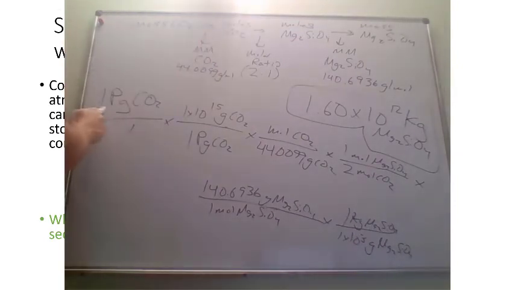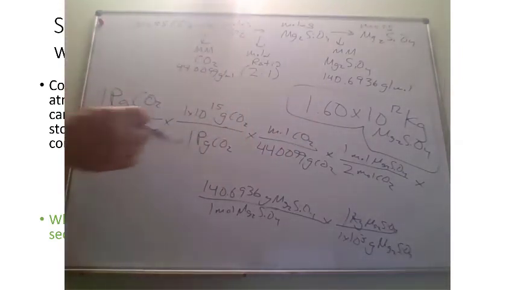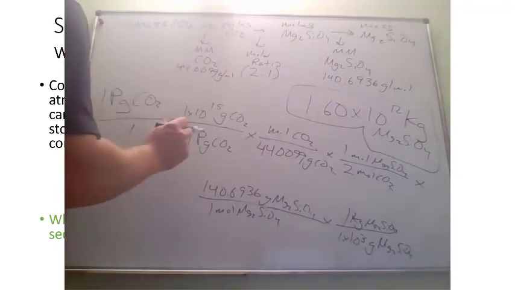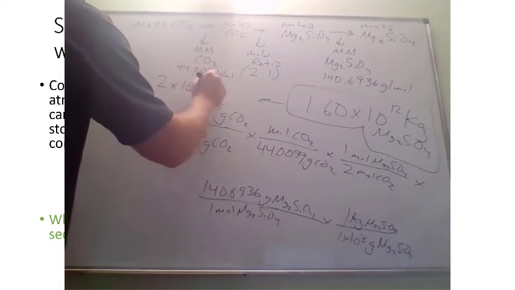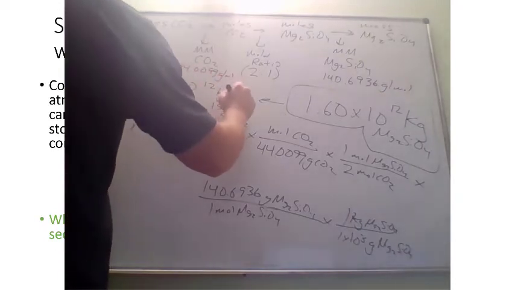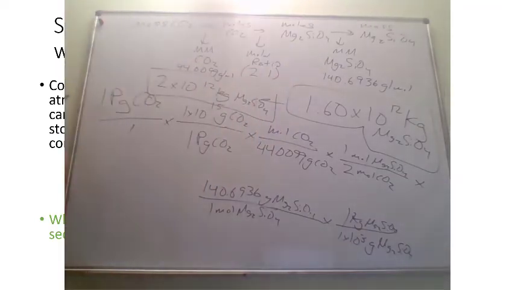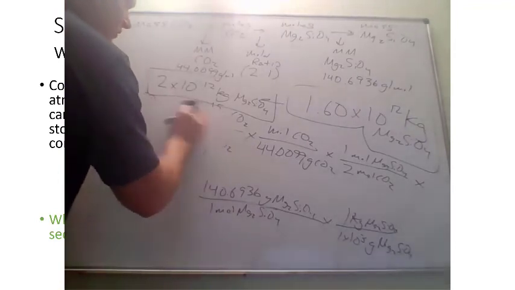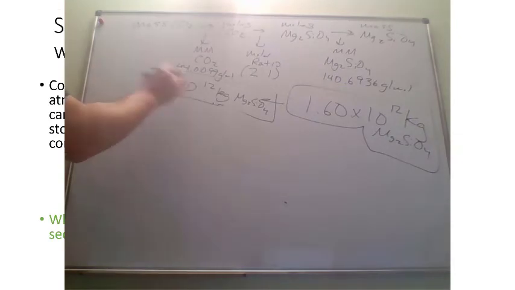If we take a look at our starting value that was given to us, we only have one significant figure. So we need to report our final answer in one significant figure. Therefore, we need to round to one final answer. So our final answer here is 2 times 10 to the 12 kilograms of Mg2SiO4. Okay, so that is our final answer given to us with the proper number of significant figures. 2 times 10 to the 12 kilograms of Mg2SiO4.